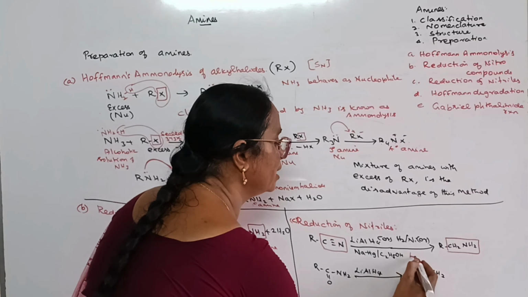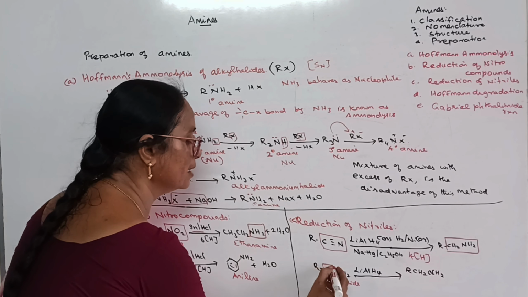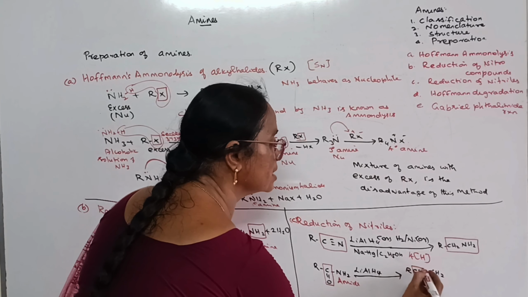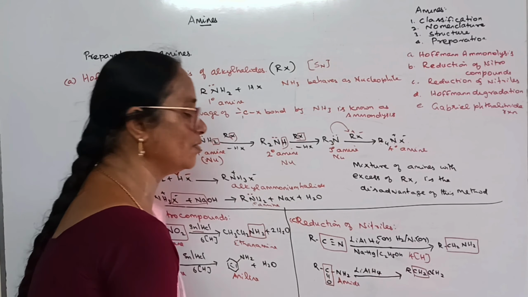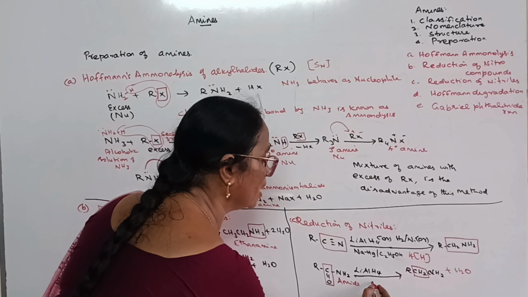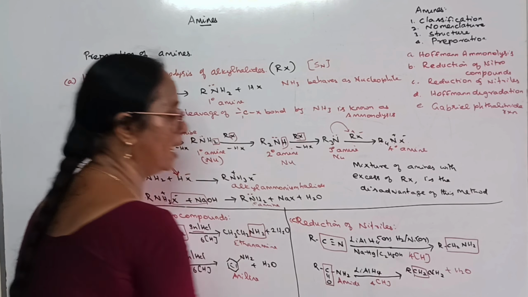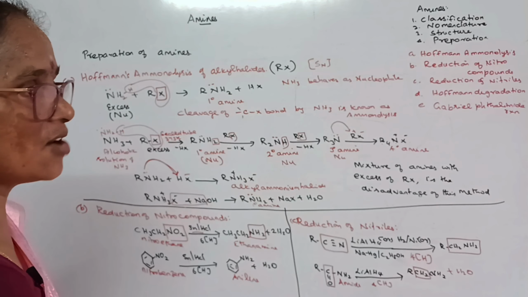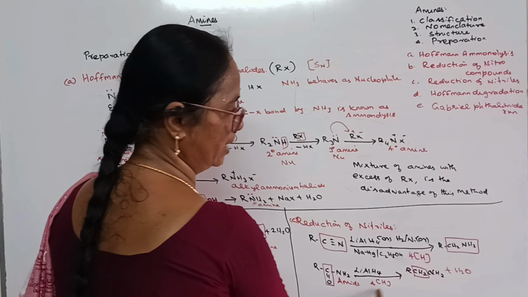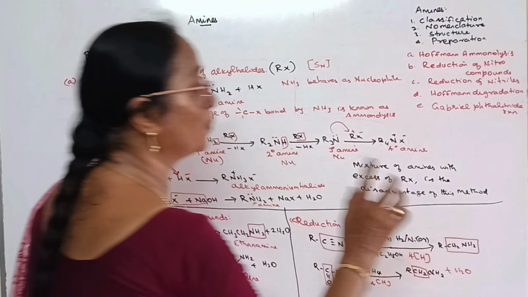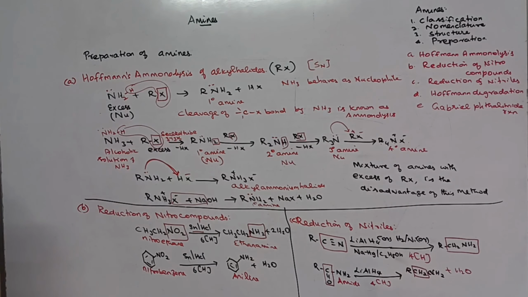At the same time, we can reduce amides also. Amides are also reduced to primary amines. In this case, the CO group is reduced to a CH2 group in the presence of lithium aluminum hydride, where the oxygen is removed as water. Once again it requires 4 hydrogen atoms. So this is the reduction of nitriles or amides. By using either reducing agent, we will get primary amines.